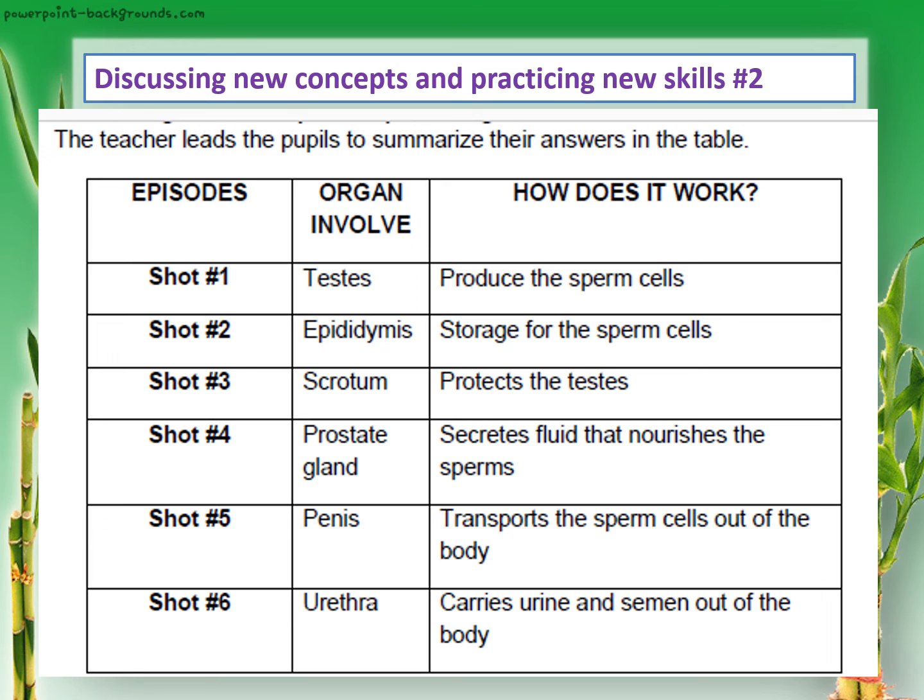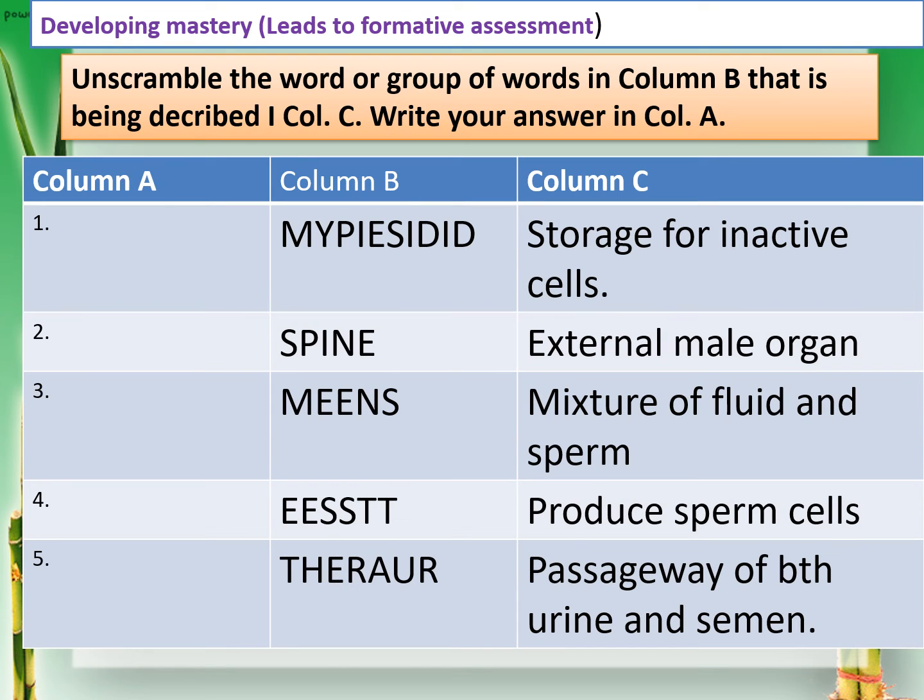How does it work? Testes produce the sperm cell. Epididymis, storage for the sperm cells. Scrotum protects the testes. Prostate secretes fluid that nourishes the sperm. Penis transports the sperm cells out of the body. Urethra carries urine and semen out of the body.